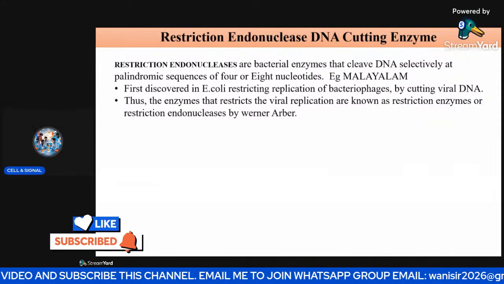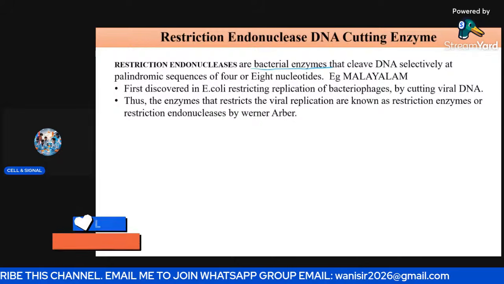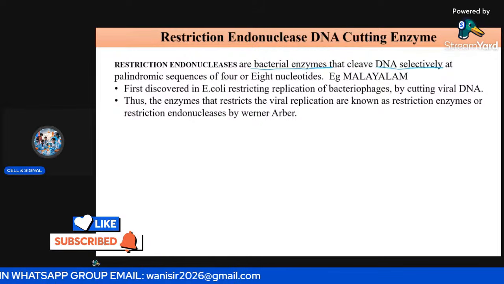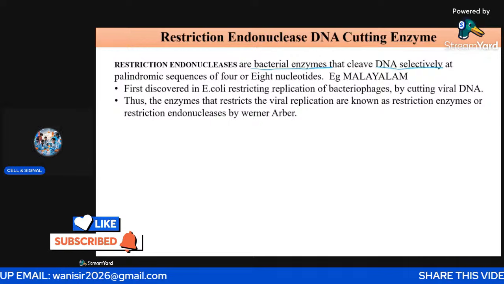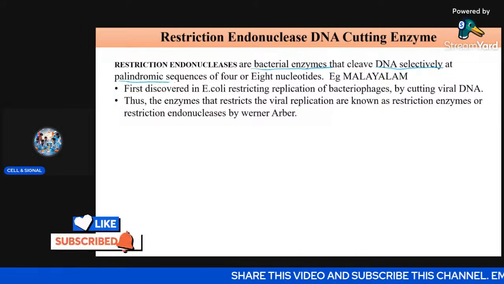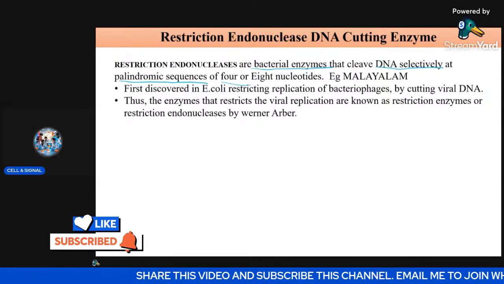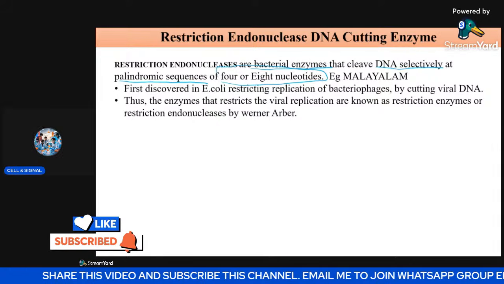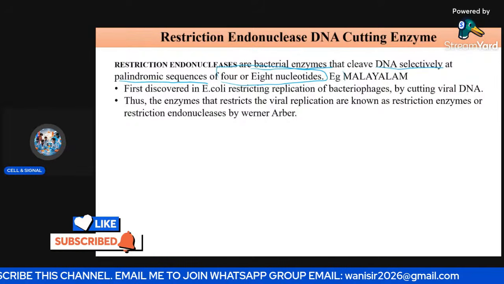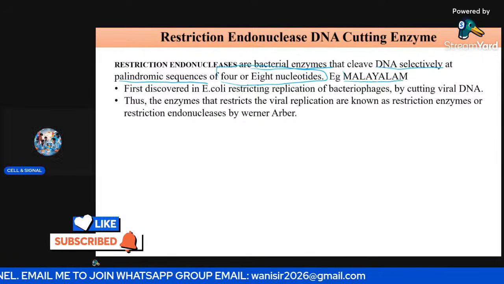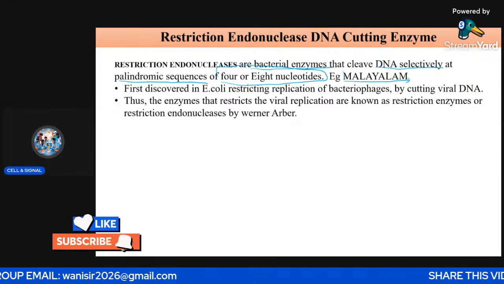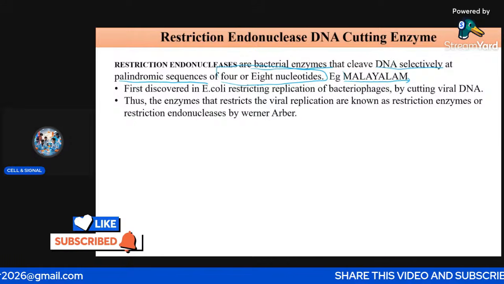Restriction endonucleases are bacterial enzymes that cleave the DNA selectively at a palindromic sequence of 4 to 8 nucleotides. This should be understood. What is this palindromic sequence and how many nucleotides is this sequence made of? For example, if you check this word, this is Malayalam. If we start reading it from this side, we can read it correctly from this side.